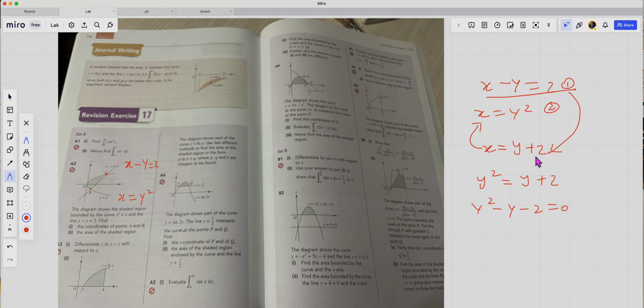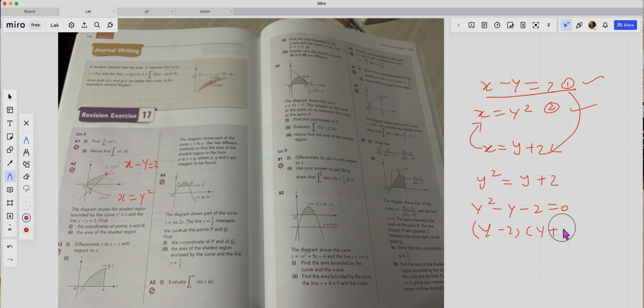What I meant was, after you solve the quadratic equation and get the y values, you can put them into either 1 or 2. They should give you the same x. If they don't give you the same x, that means you are wrong. So how do you factorize this?